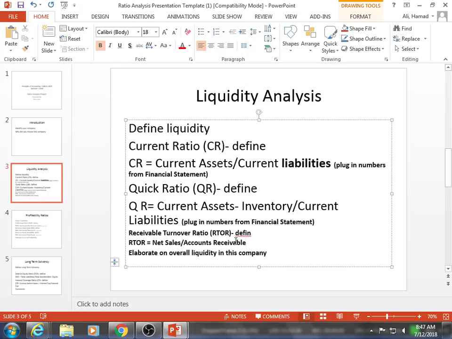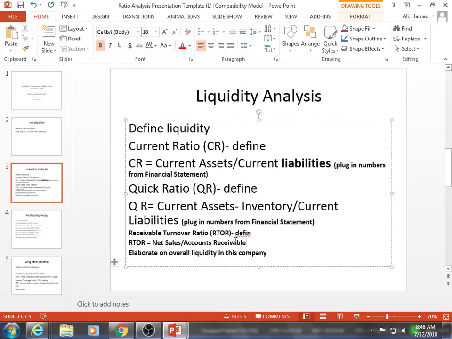Look at your net sales. Go back to liquidity. Make a note to yourself to go back to liquidity, because we're going to add two more ratios. So your net sales. That's the receivable turnover ratio.